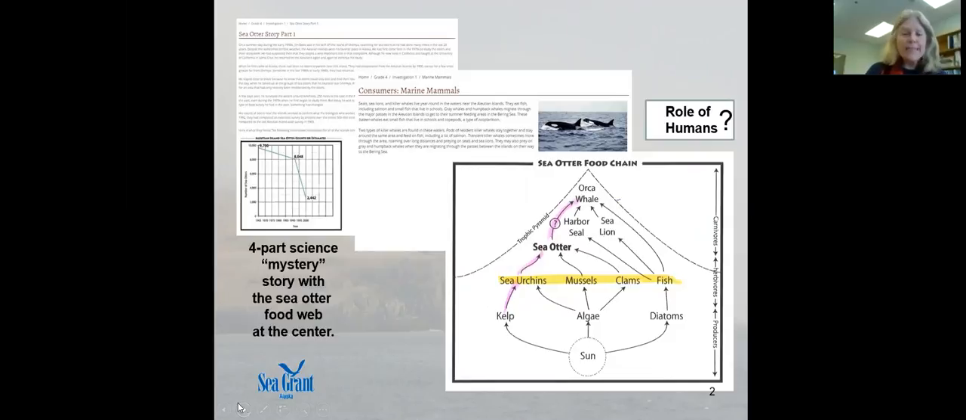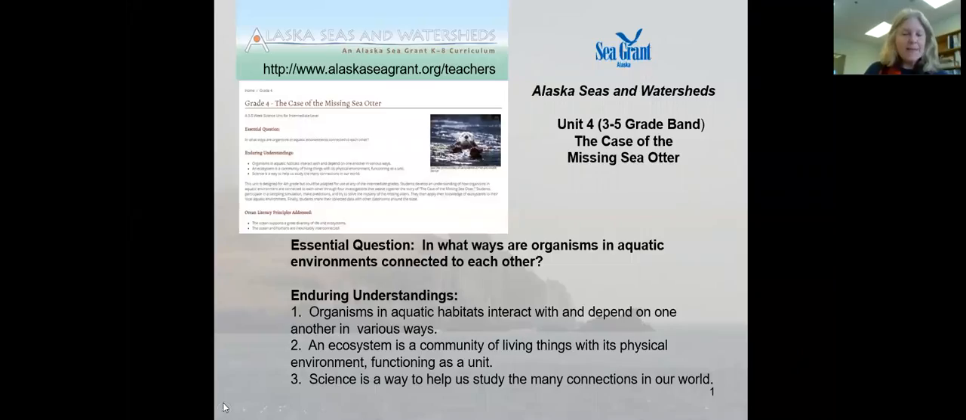The case of the missing sea otter. Like all Seas and Watersheds units, it's organized around an overarching understanding, which you see here is an ecological one about ecological connections, and also around a small number of essential questions that are related both to scientific concepts of interdependence and the definition of an ecosystem, and also the practice of science.